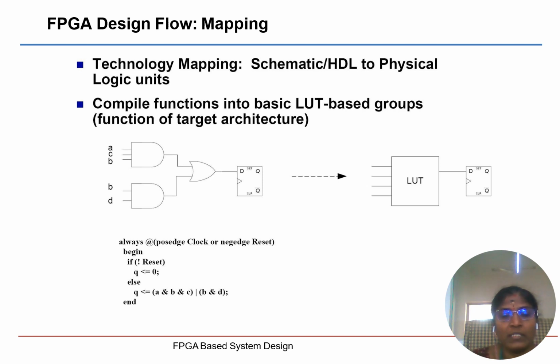So technology mapping takes the schematic or HDL to physical logic units. Look at this one here. This is a 3 input AND gate, 2 input AND gate, 2 input OR gate, and 1 flip-flop. The whole thing is going to be mapped into the LUT based. The D flip-flop is a register. Now the gate functions can be implemented into the lookup table, so the functions are compiled into basic LUT based groups. This is nothing but technology mapping.